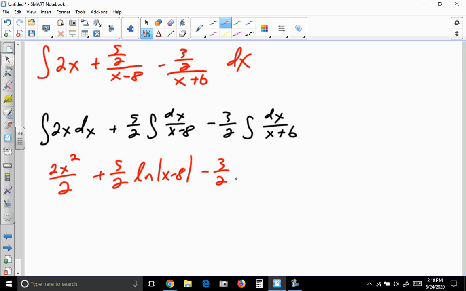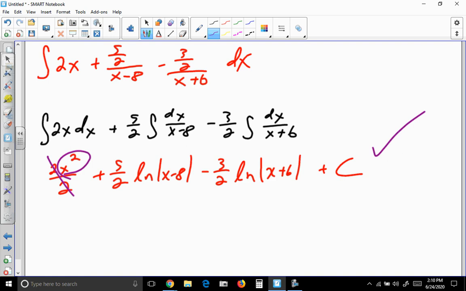Same thing for the next one. If that's u, that's du, so that's natural log absolute value of x plus 6 plus c. Those 2's would cancel, so we'd be left with x squared plus this minus that. No real advantage to combining those, so we can leave it just like it is.